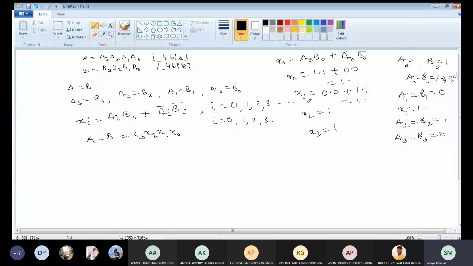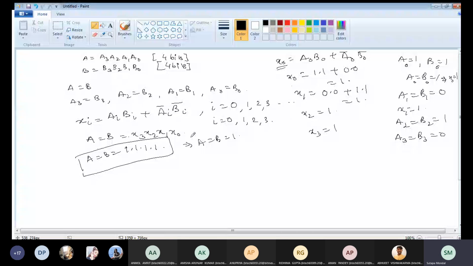So what you are seeing, dear students, is that any value you take, either 0 or 1, the value of this X will always be 1. So can we write that it is always 1 dot 1 dot 1 dot 1? That means for the expression A is equal to B, for the equality condition, it should be that A is equal to B is equal to 1. In that case this will exist.